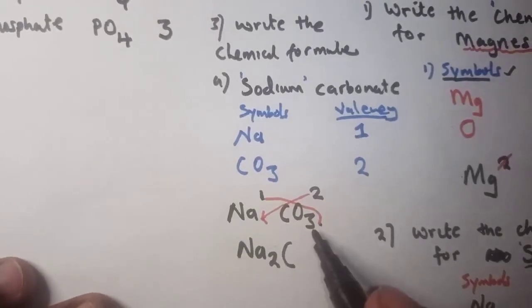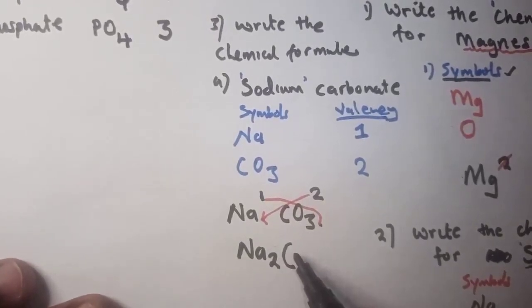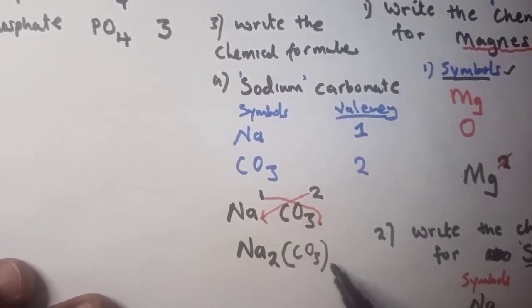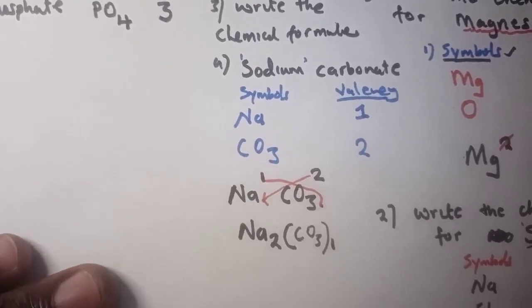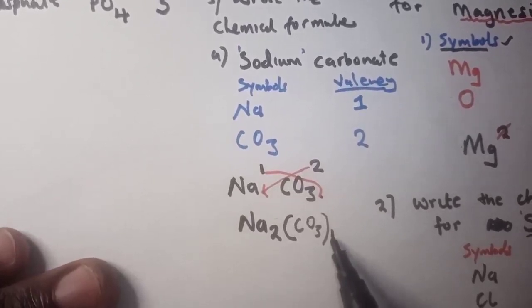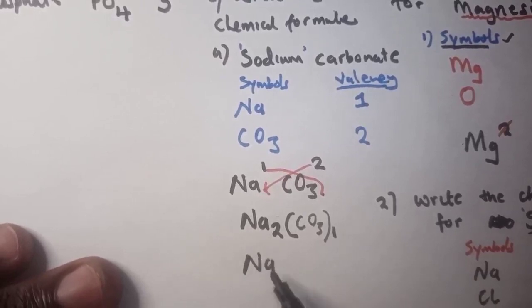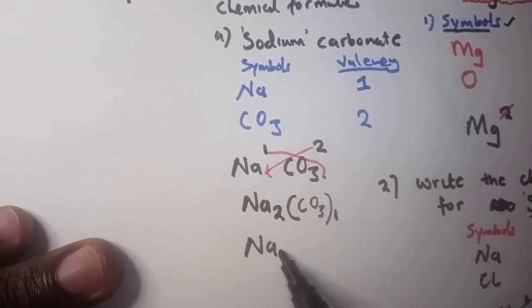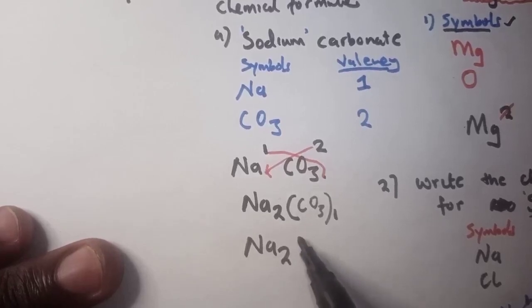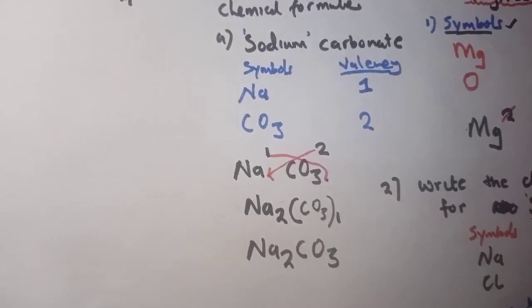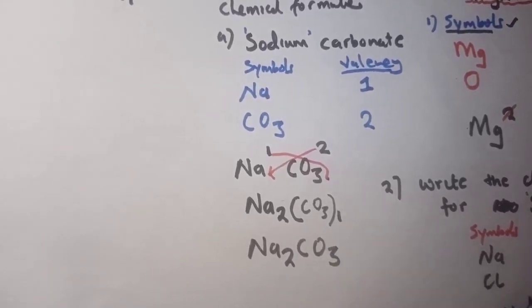Okay, so you have a 3 down here, so you open the brackets and then you write CO3, and then the 1 should come outside. But since it's a 1, 1 multiplied by anything is always 1, so whenever it's a 1, you just ignore it. So the correct chemical formula will be sodium with a 2 and then carbonate like this, unless it was a number other than 1.